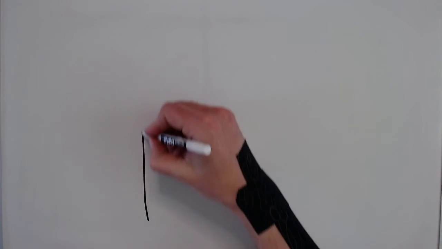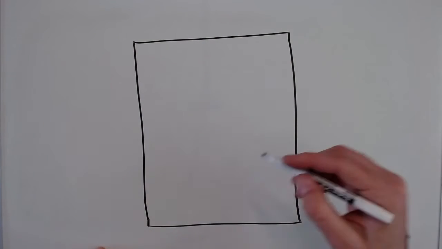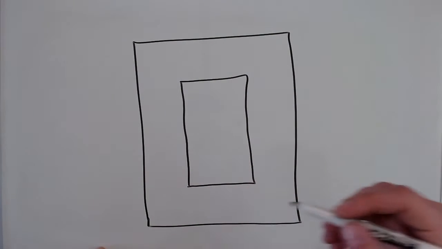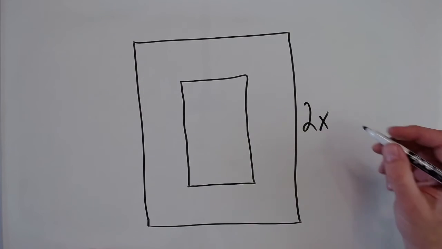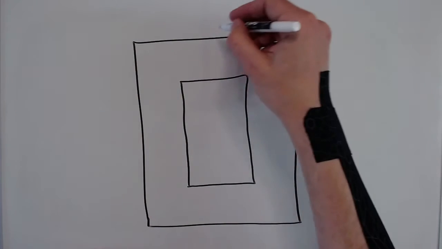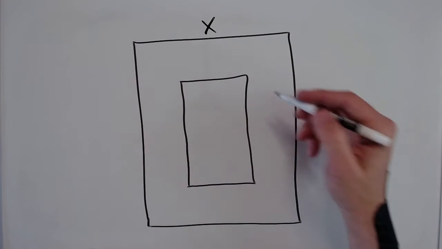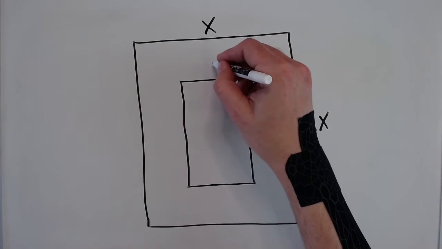Let's just draw a big rectangle here. We're going to pretend these are straight lines, right? And I'm going to draw a smaller rectangle on the inside. Now the length of this side we'll call 2x. And the length of this side we'll call x. And we'll call the length of this rectangle 2. And the width of this rectangle 1.